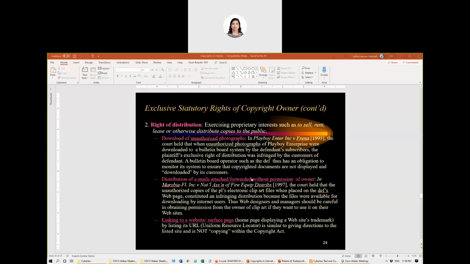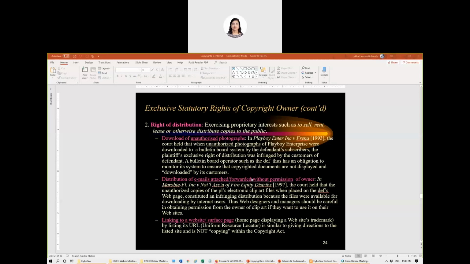We'll go to the next, which is on the right of distribution. Another right of the copyright owner is to distribute copies to the public. And this includes other proprietary interests, such as selling, renting, leasing. All of these things relate to giving copies to the public.